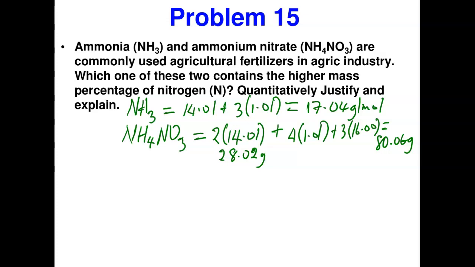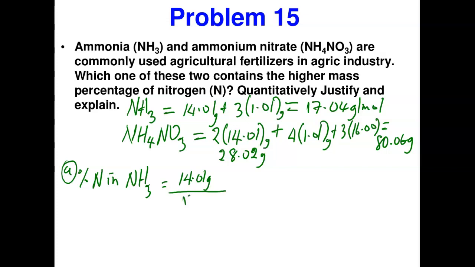So now let's calculate the first one. Let me make the percentage of nitrogen in ammonia. I have only 14.01 grams of it there. You can put just grams there, it doesn't matter. So this would be divided by 17.04, times 100. This will give us 82.2%. Now, what about the second one?